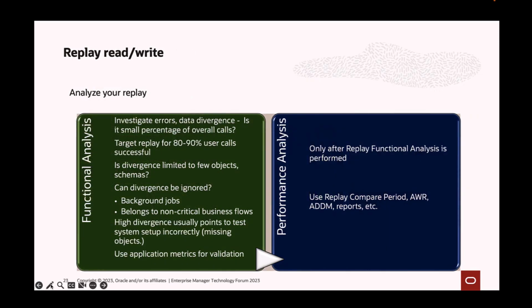The last phase is to analyze the outcome. Always start to investigate the functional aspects first. How much of the workload was replayed usefully? Was anything excluded? How much divergence did we have? As long as divergence is rather low, we can accept it. So what is low divergence? We have seen that less than 20% is a fair replay and less than 10% is a good replay.